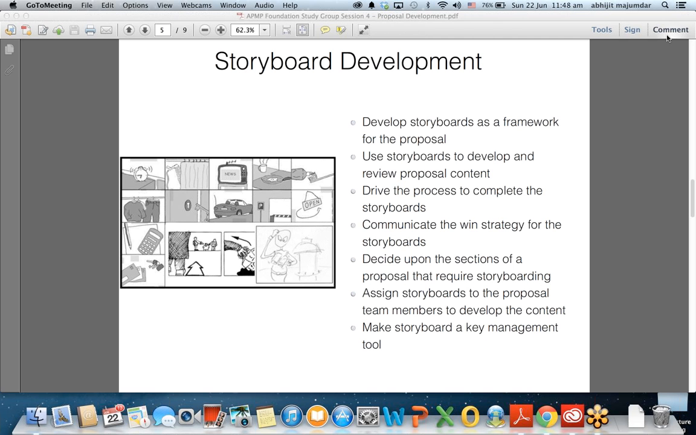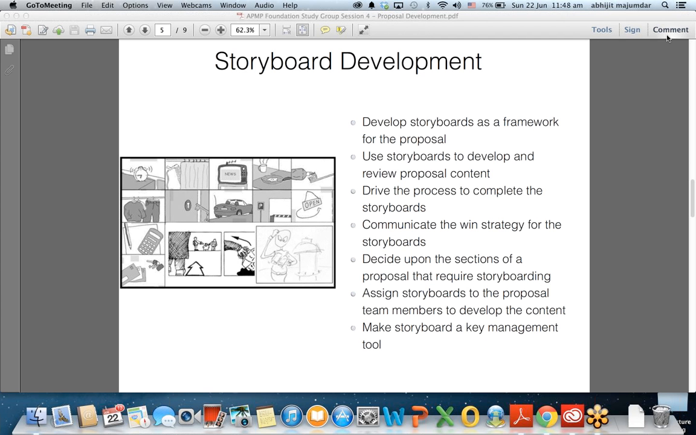It says, okay, this is what I am going to say, this is how I am going to prove it, this is how I am going to do it, this is how I am going to show that I have the capability to do it, and this is how I will conclude it. So you have a sequence of certain thoughts. Now those thoughts you put together in a proposal, in a story.